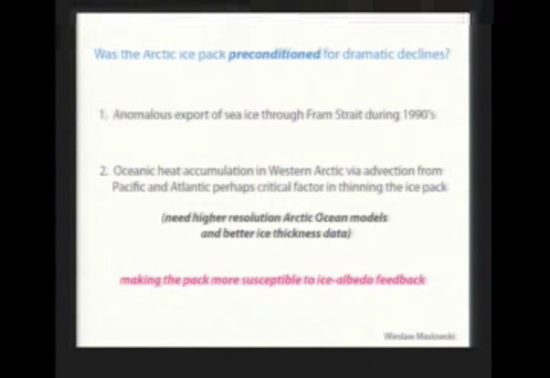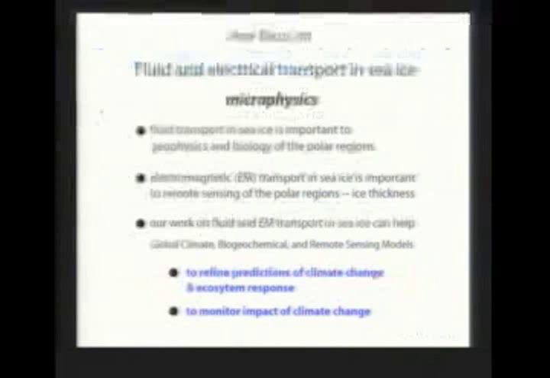then through higher resolution Arctic Ocean models, he's been looking at the accumulation of heat in the Western Arctic, that place where most of that ice is now gone, via advection from the Pacific and Atlantic perhaps, which could have been a critical factor in thinning the ice pack, which then makes it much more susceptible to this so-called ice albedo feedback. So these are some of the processes that are probably playing a role in some of the things that we're observing, but not that well understood or not incorporated properly into these models.